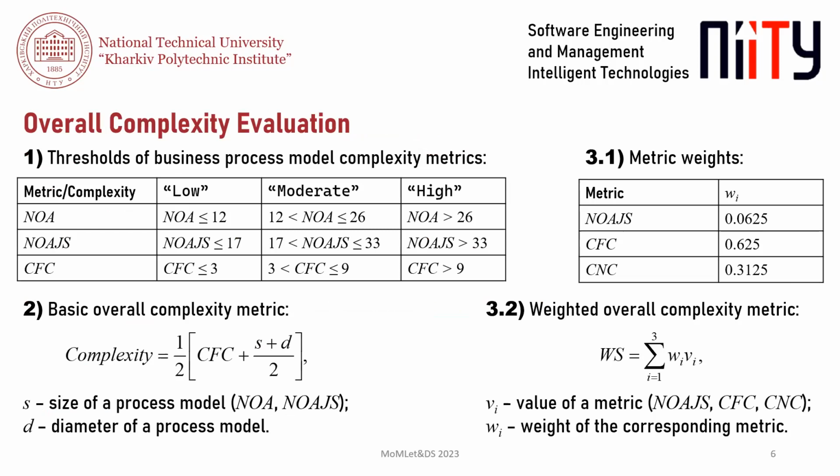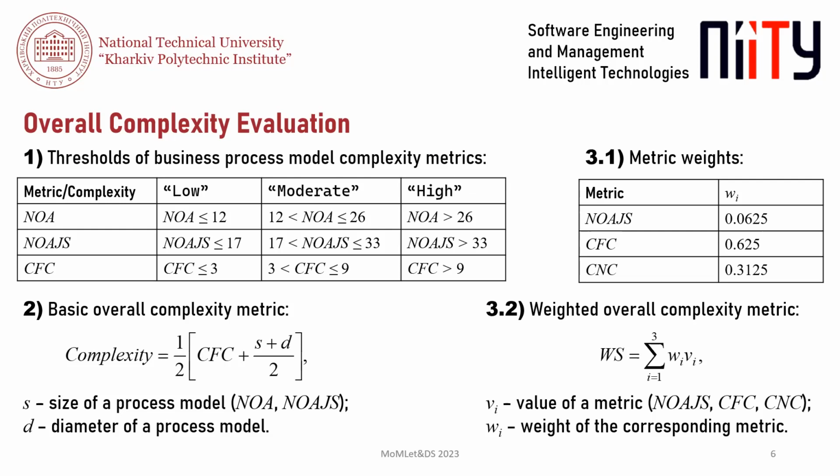For the overall complexity evaluation, there are several approaches. The first approach is based on thresholds of business process model complexity metrics, for example, for number of activities, joins and splits, and control flow complexity. Each of these thresholds allows us to divide different metric values to distinguish low complexity models, moderate complexity models, and high complexity models. Another two approaches shown here are based on the total complexity metric.